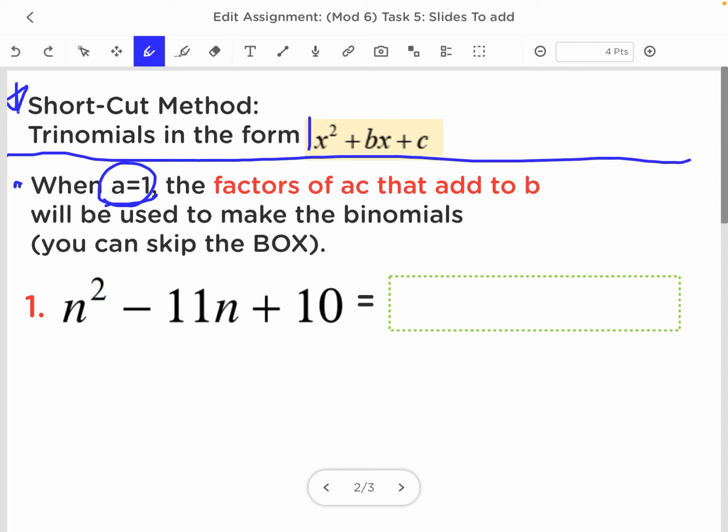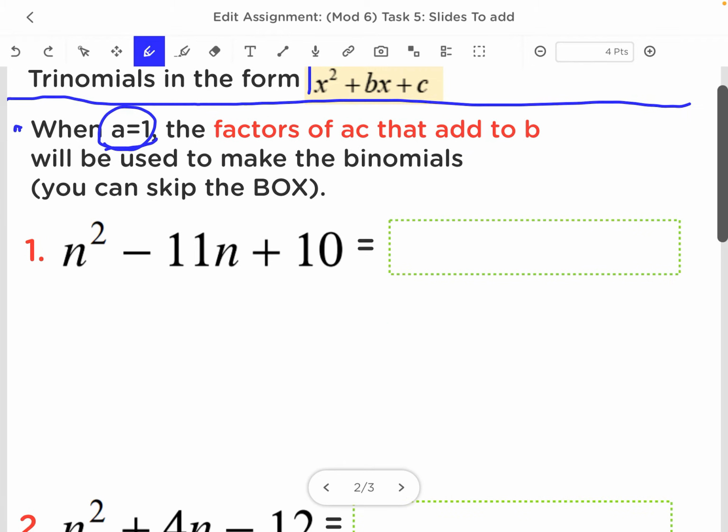So let's do some examples. We're going to do 4 examples. You're going to write them in your notes. And then when you're all done, you're just going to go back to the assignment, task 5, and this page is going to be there. And you're just going to type the answers in. You don't even have to show me work, okay?